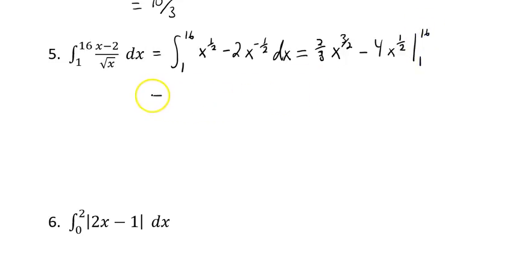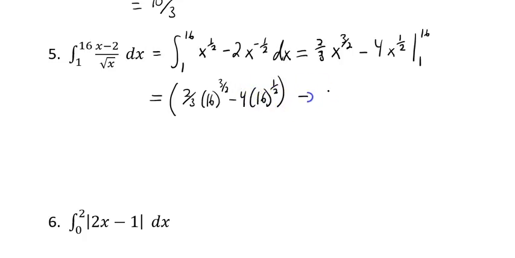So again, I'm going to come over here and give myself a little bit more room. Because this has a minus, I'm going to put a big parentheses and do my 2/3 times 16 to the 3/2 minus 4 times 16 to the 1/2. Then subtract the 2/3 times 1 to the 3/2 minus 4 times 1 to the 1/2.